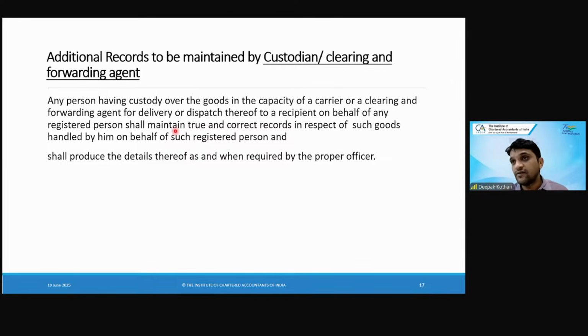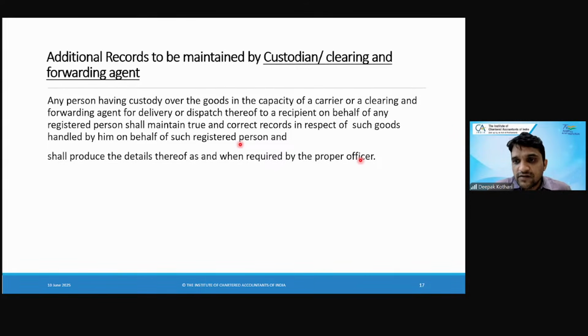If I have imported some goods and my records come up for assessment, apart from my books of accounts, the officer can go and ask the clearing and forwarding agent what goods he has imported on my behalf and what he has dispatched to me. So these clearing and forwarding agents will have to keep proper records of how much goods they have cleared from customs and how much they have dispatched to me. Who are these agents? They are called CHA agents, customs house agents, or clearing and forwarding agents.